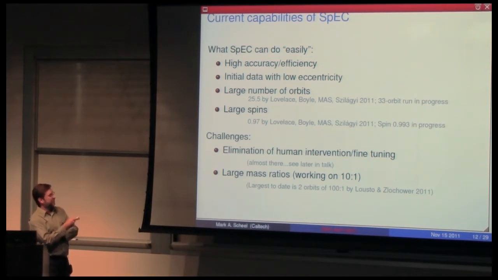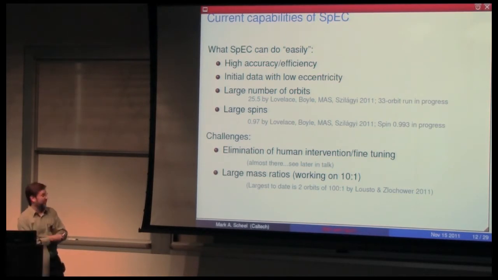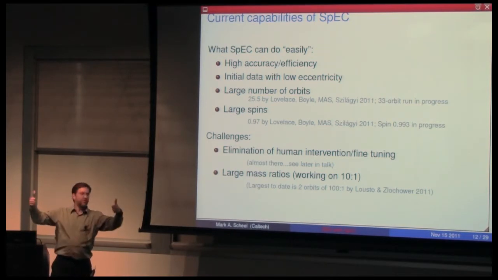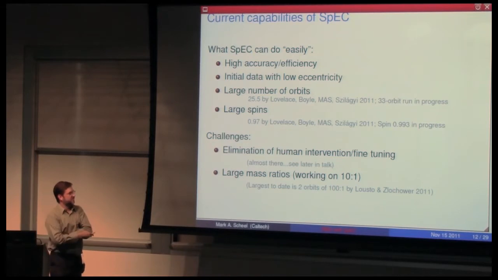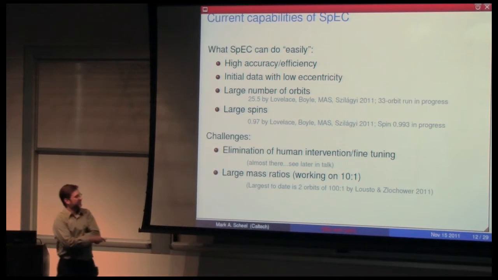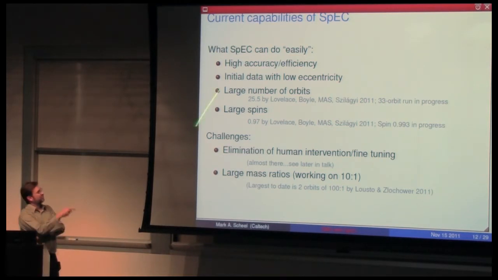Another thing that we can do relatively easily, again, where easy is in quotes because it wasn't easy at all, is to do large spins. The highest spins that we've done is two black holes with spins aligned with the orbital angular momentum, where each spin is 0.97. And right now Jeffrey Lovelace is running a run with spin of 0.993, which doesn't quite work yet, but that's where we're going next. Okay, so this is what SpEC can do easily.